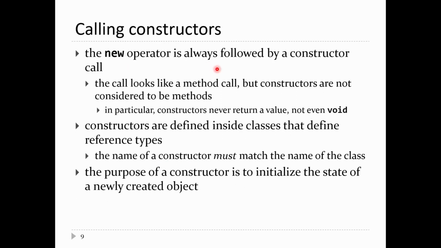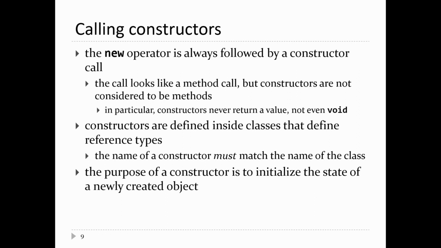When you use new, you always call the constructor. That's the way it works. You have to call the constructor because the constructor is the thing that initializes the newly created object. When you call the constructor, it looks exactly like a method call or a function call in Python. So new, constructor, round brackets.